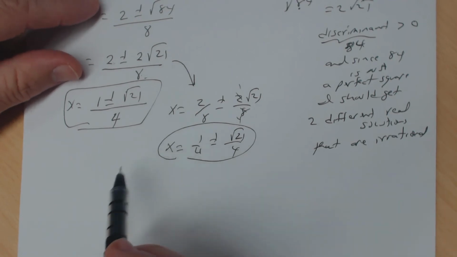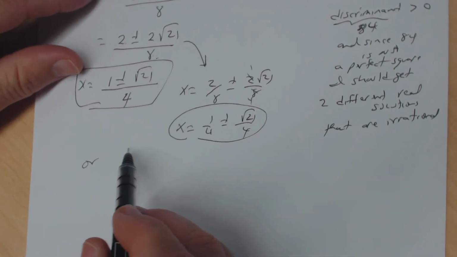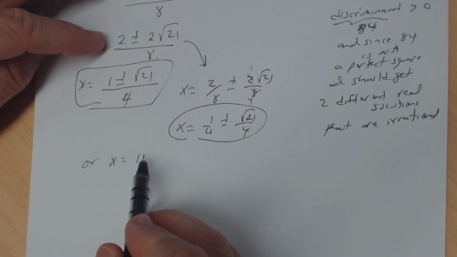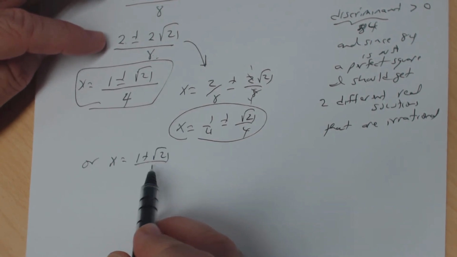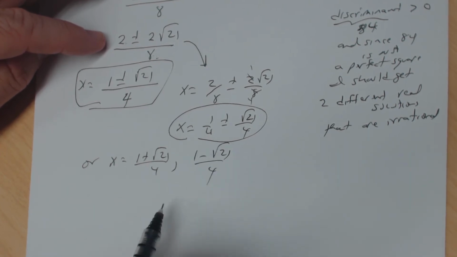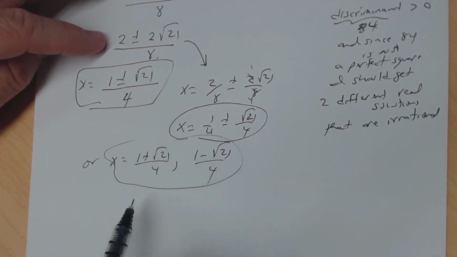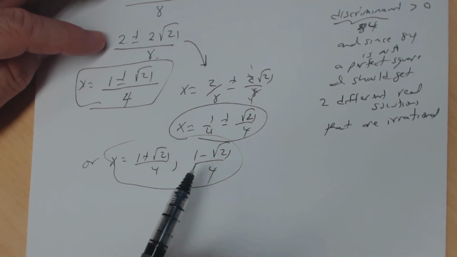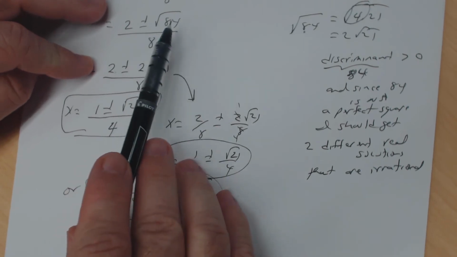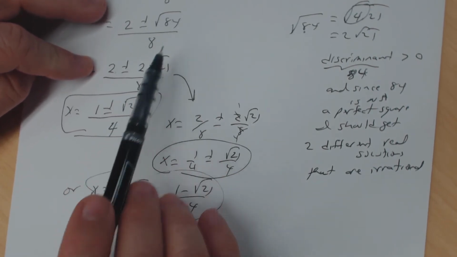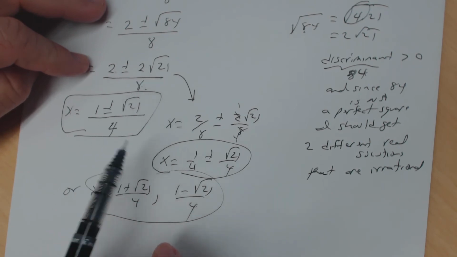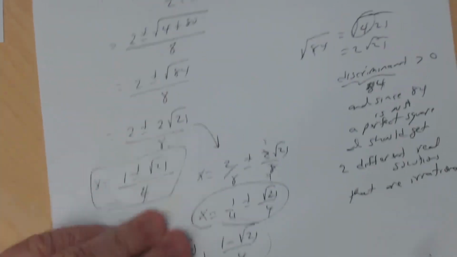You can write them as 2 separate solutions. So you can say x equals 1 plus the square root of 21 over 4, comma, 1 minus the square root of 21 over 4. All right, so either one's fine. Now remember, this is the answer because it's set to simplify. So again, simplify means to simplify the radical, and to also reduce.